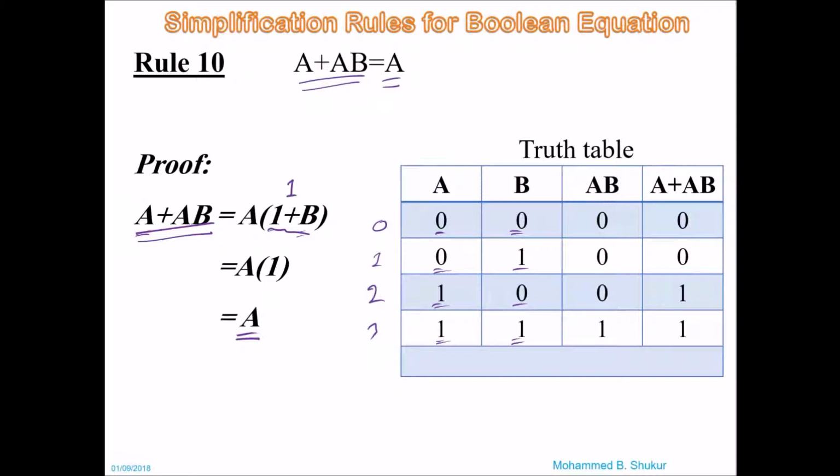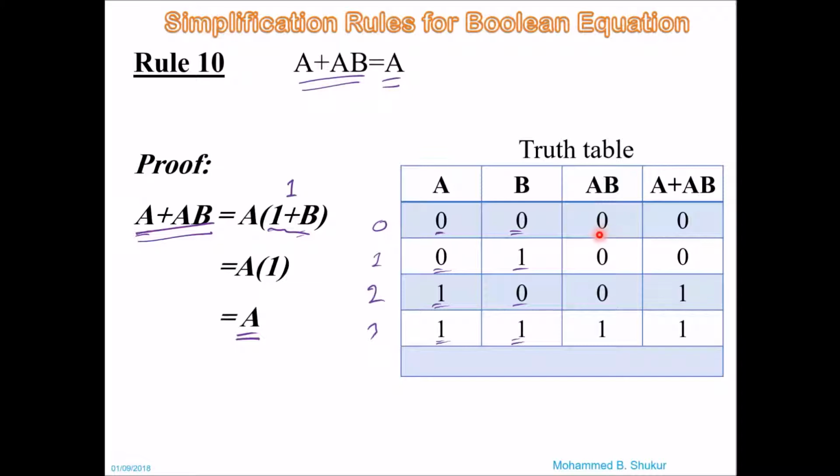The first thing, I have to find a and b. So in this case, we can see a and b: 0 and 0 equals 0, 0 and 1 equals 0, 1 and 0 equals 0, 1 and 1 equals 1. Then we find a or a and b.